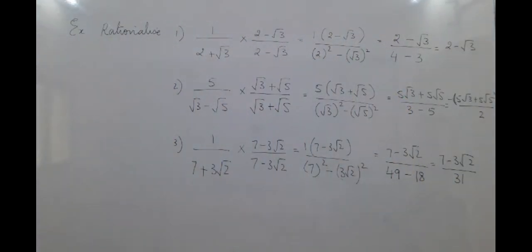So you can see they are still irrational numbers. What I had done was I just rationalized the denominator. That is the basic idea. We never keep the denominator in the irrational form, so we have rationalized the denominator.